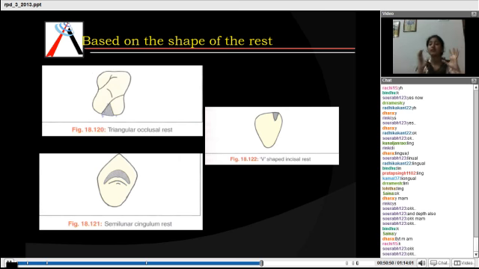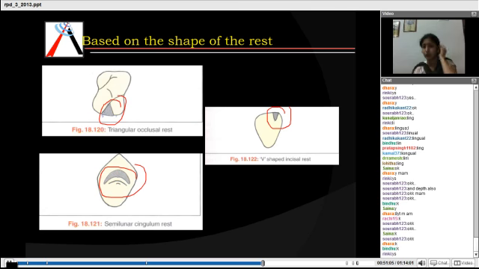Okay. Now that was based on the location. Now based on the shape, that is easy. When it is triangular, it is known as a triangular rest. It's V-shaped and this is semilunar. This is clear according to the shape? Okay.